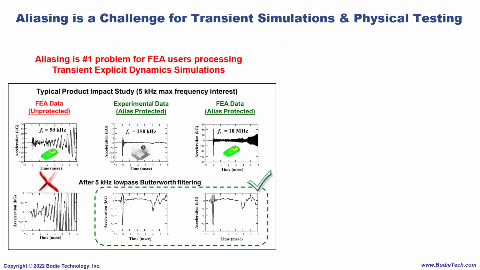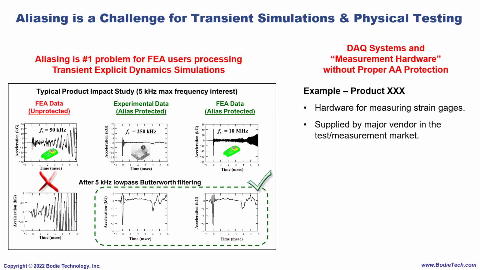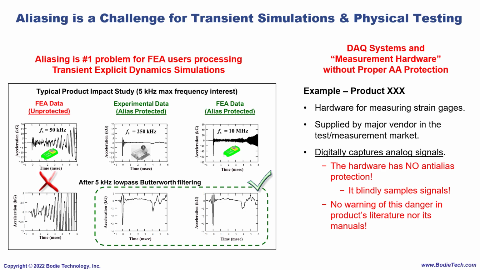Aliasing, like shown here, is the #1 problem for the simulation community. Unfortunately, aliasing can also appear in physical tests too. Consider this data acquisition product for collecting transient strain gauge measurements supplied by a major vendor in the test and measurement market. The product digitally captures analog signals, providing you with a nice ASCII file of your transient strain data. Except this hardware the vendor is selling has no anti-alias protection. It just blindly samples signals, and there is no warning of this danger anywhere in its product literature nor its manuals.